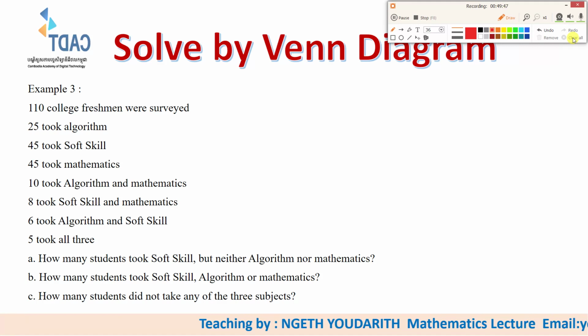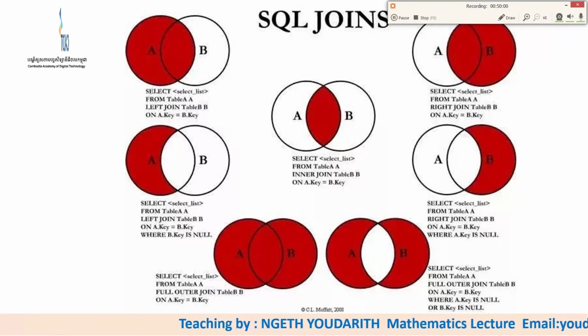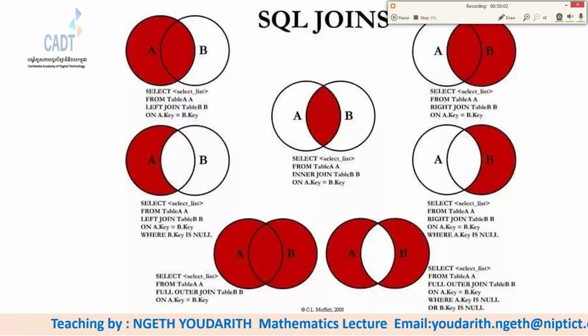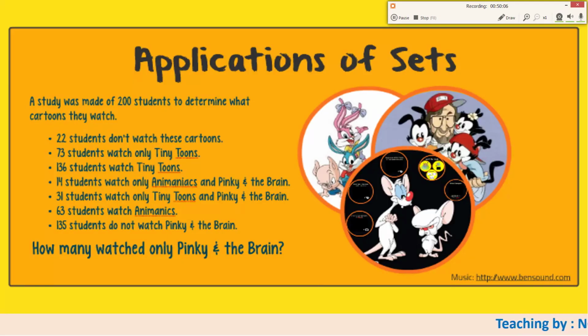And the next is just about the joint. It means that we have sets that can join each other. This is your problem: application of set.